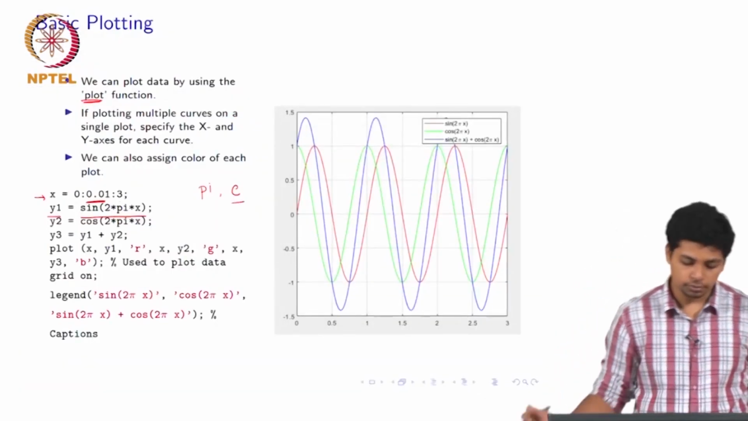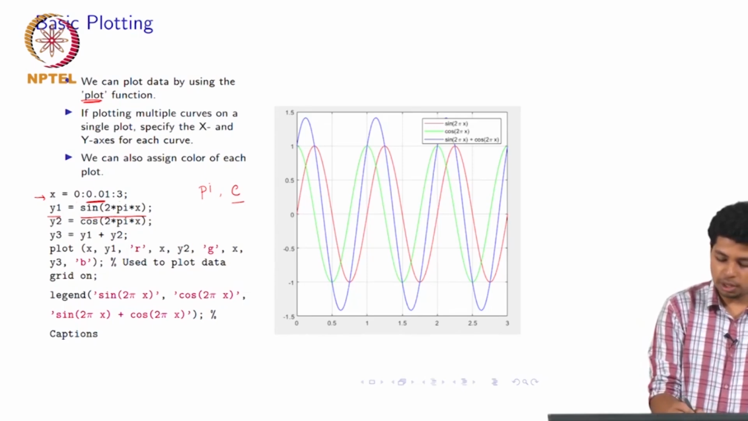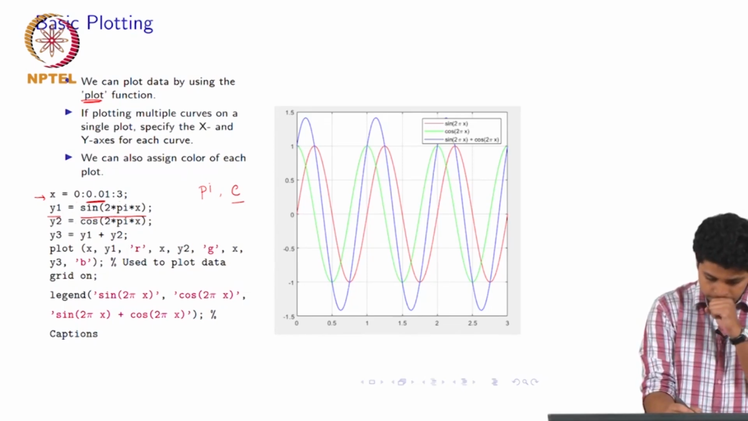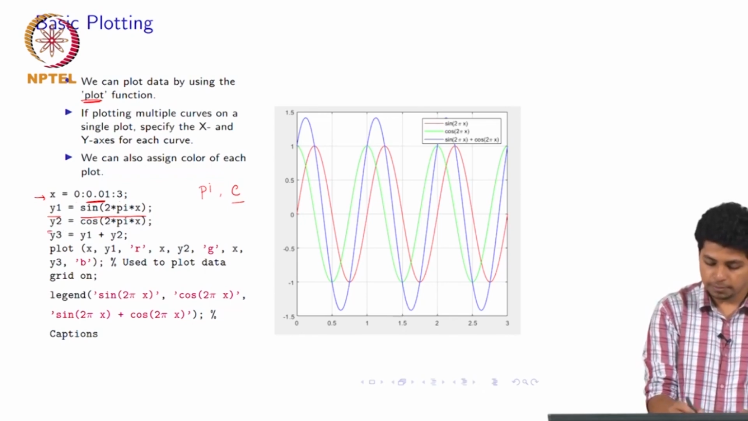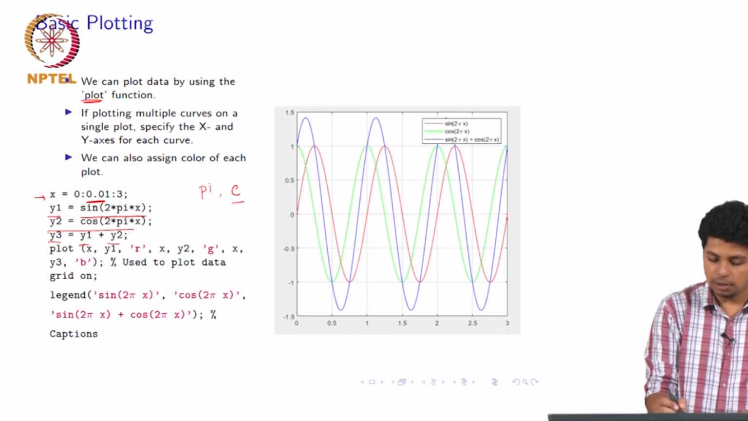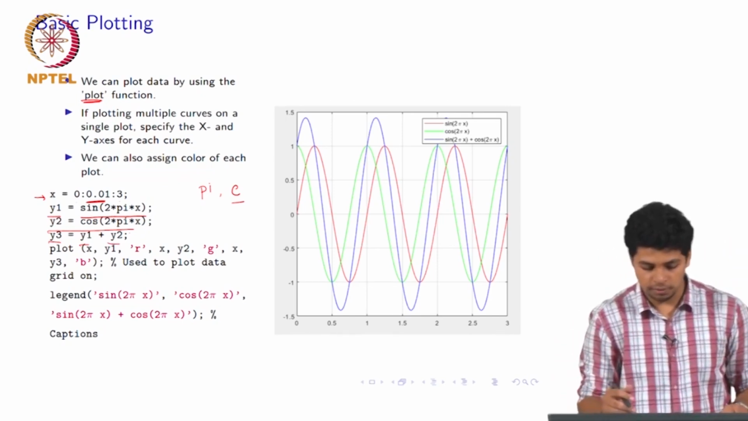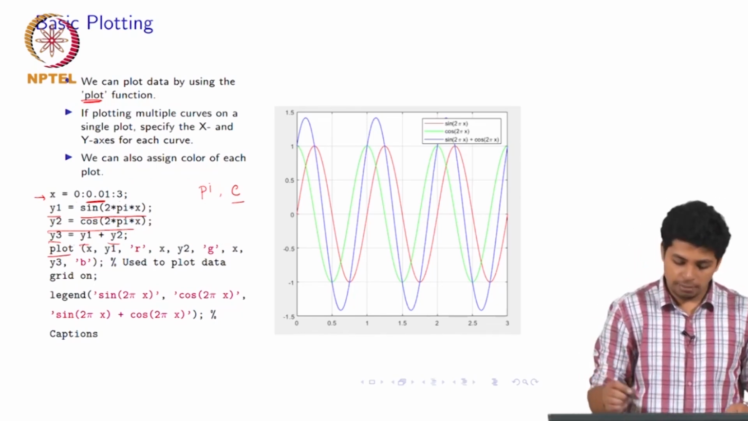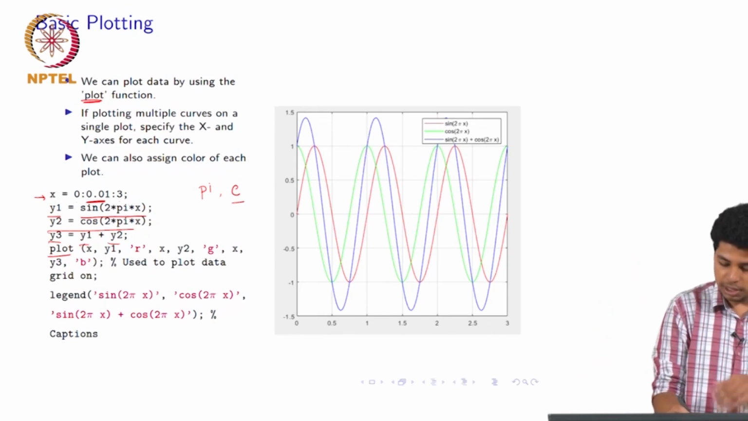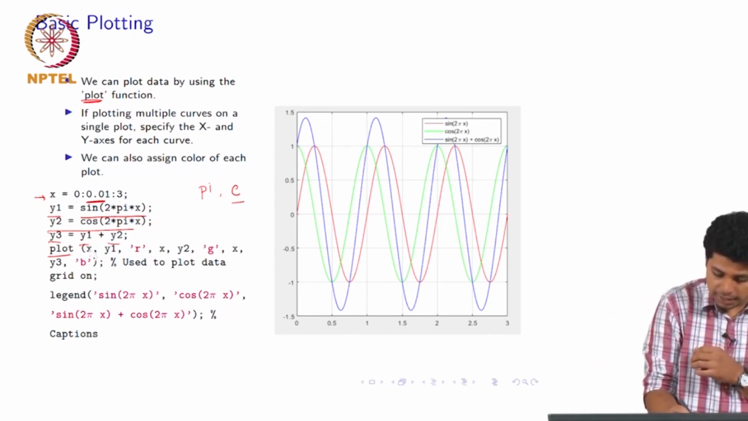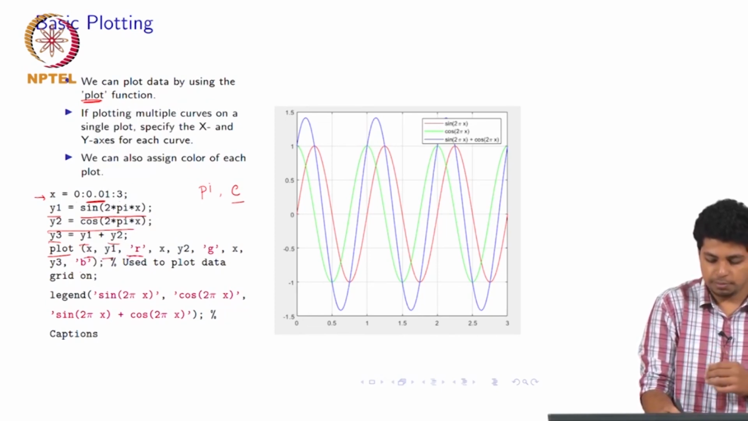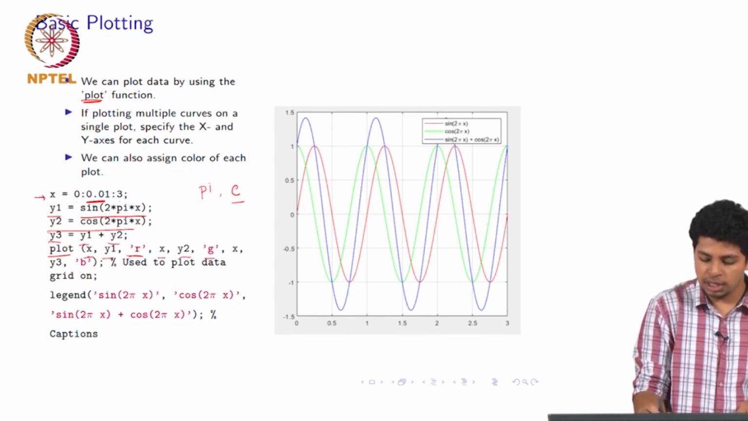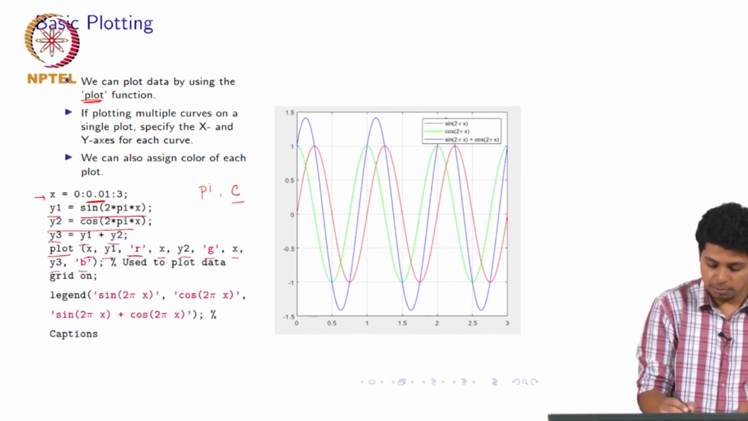So for this example, y1 will store sine of 2 pi x, y2 will store cos of 2 pi x, and y3 will be storing the sum of both of those variables. Now the way we plot these waveforms in Matlab is we use the command plot. As you see here, I have put x comma y1, and then in inverted commas r. Then I have again put x comma y2, then in inverted commas g, then x comma y3 and in inverted commas b.